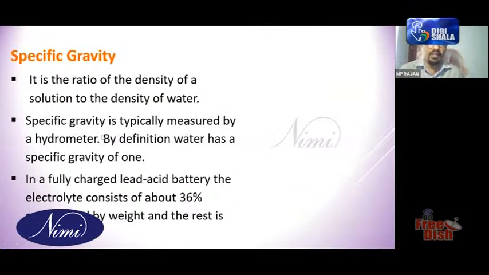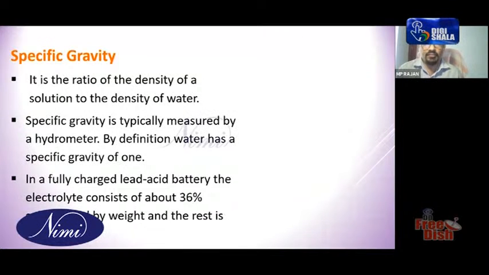What is specific gravity? It is a measure of density. It is a ratio of the density of any material or solution with respect to the density of water, because the density of water is normally considered as 1. How much thicker than water something is. Kerosene and petrol are all lighter than water, so we can say the specific gravity is less than 1.